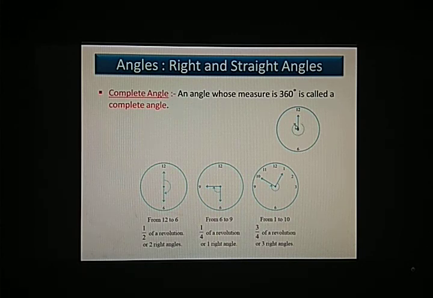Clear? So that's it then in today's class. I hope you all have understood it. It is not very complex. You can try out some examples and exercises for yourself. It's quite interesting, these angles and their properties, or their nature.